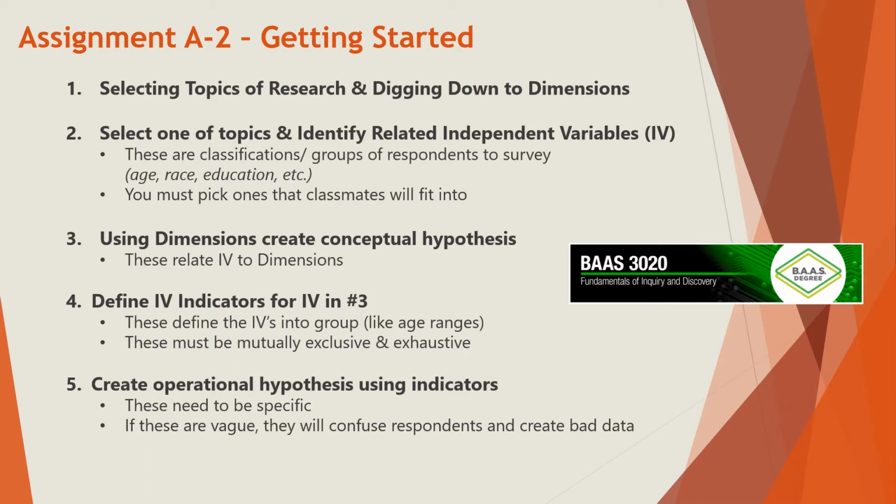So basically, assignment A2, you're going to do 5 different steps or questions. You're first going to select the topics of research, and then you're going to dig down a little bit to define them more specific into dimensions of those topics. You're going to then select one out of the 3 topics that you came up with and identify related independent variables. Remember, these independent variables are classifications and groups that relate to the respondents to the survey. For example, their age, race, education, etc.